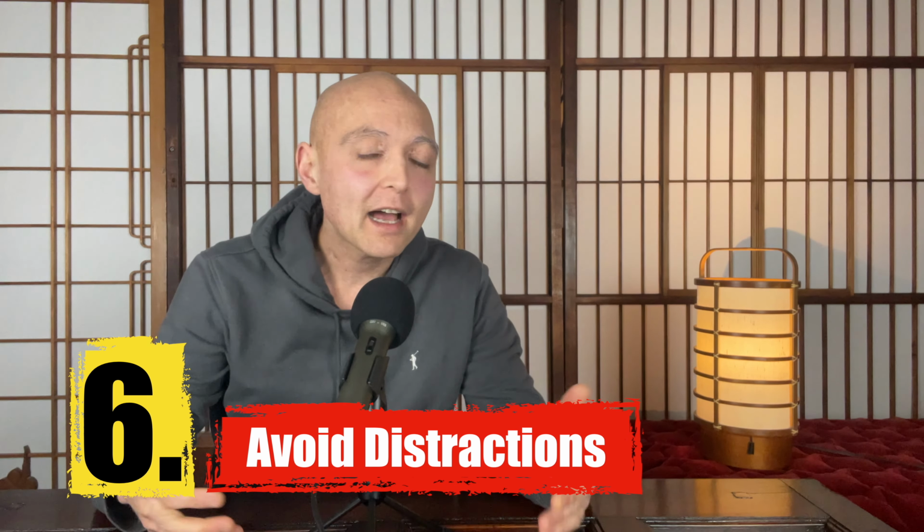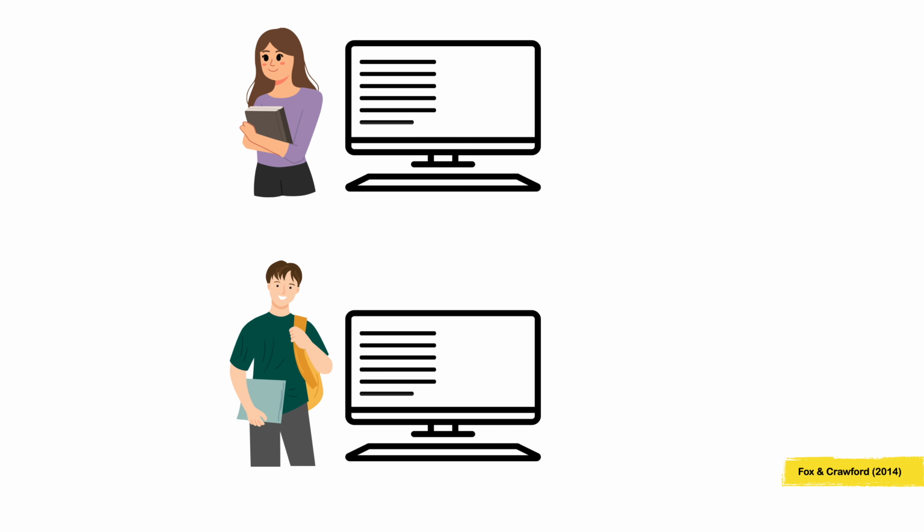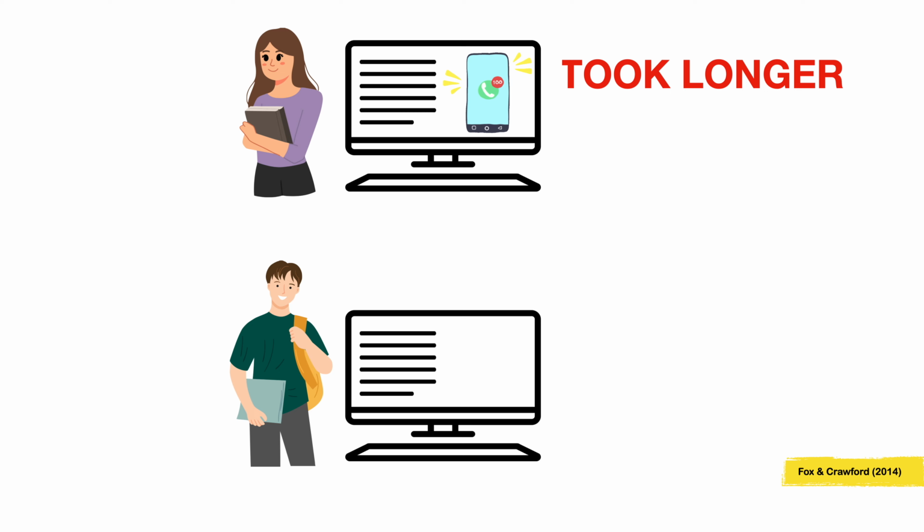You've heard this advice countless times, but let me drive home this important point with a study. Researchers recruited college students and asked them to complete a writing task on a computer. Some participants were randomly assigned to receive instant messages while completing the task, while others completed the task without interruptions. The researchers found that the participants who received instant messages took longer to complete the writing tasks and made more errors compared to the participants who did not receive messages.